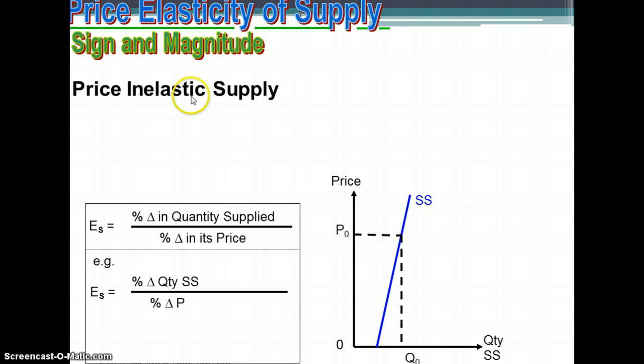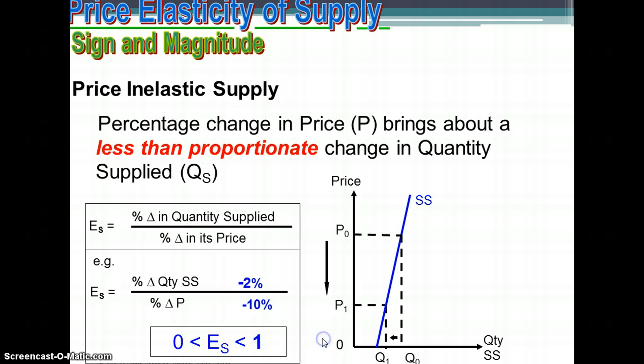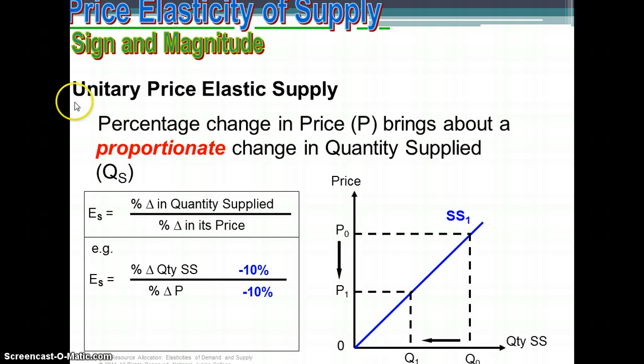The second case is when the supply is price inelastic. Similarly, when the price decreases by 10%, the quantity supplied will decrease from Q0 to Q1, which is less than 10%. So in this case, the PES value is between 0 and 1. For a price inelastic supply curve, the percentage change in the price will bring about a less than proportionate change in quantity supplied.